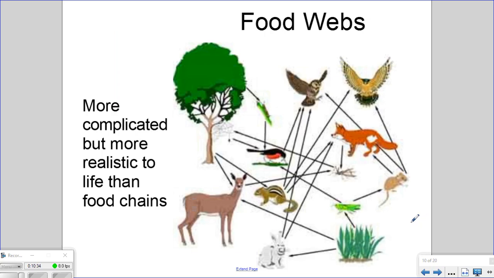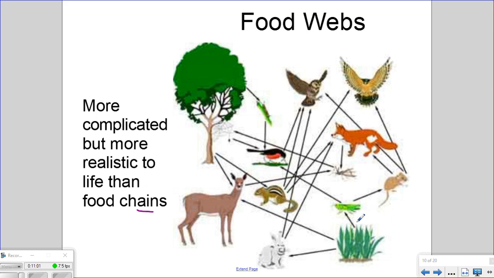So with food webs now, these are more complicated but more realistic to life than food chains. So food chains only show energy flow in one direction here. With a food web, you can get multiple food chains in there. So this shows the variety of ways. A food web will show the variety of ways in which an organism can obtain energy.